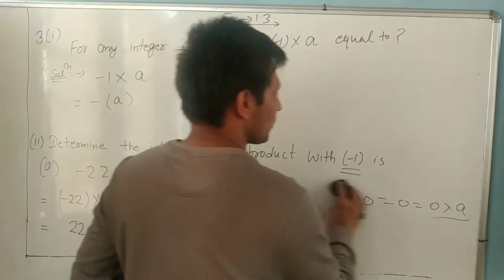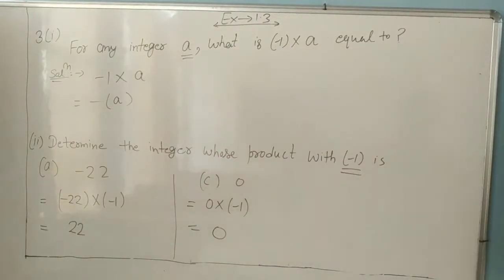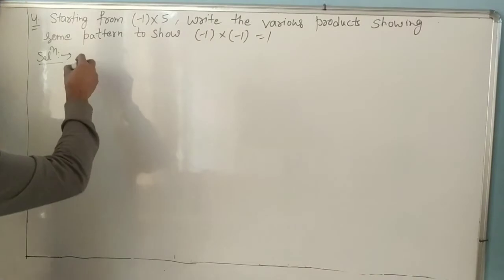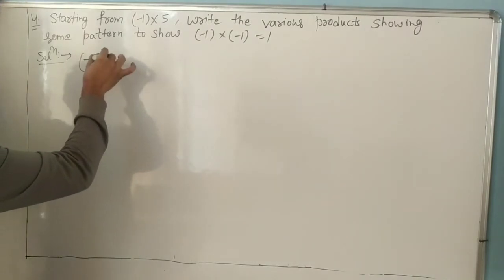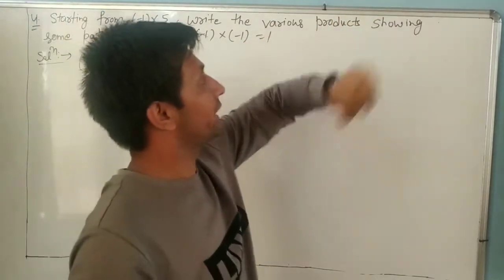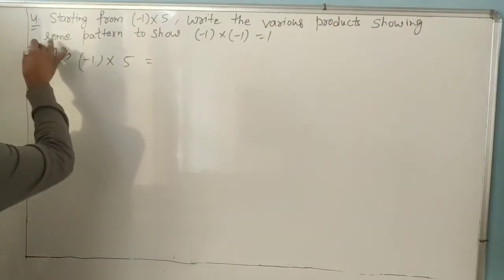Okay, dear, so note it down here. Now we start the next question. Now, dear, question number 4. Starting from minus 1 multiplied by 5, equal to, write the various products by observing some pattern.